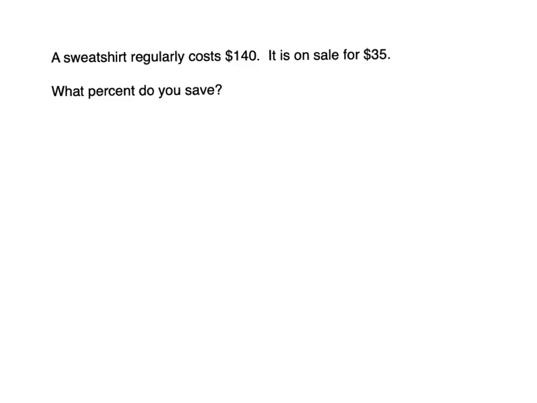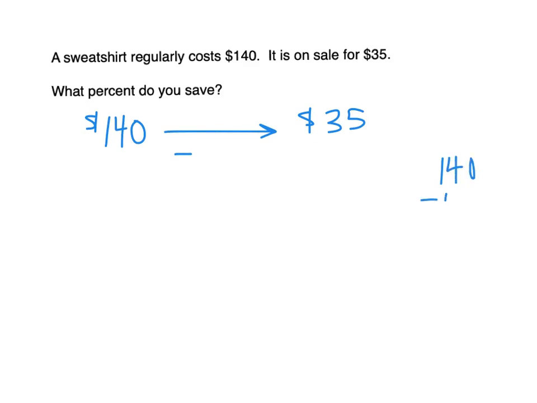So for this problem, a sweatshirt regularly costs $140. So that's kind of our starting point, is $140. And it's on sale for $35, so it's not $140 anymore, it's $35. So we know that it went down. We know we're saving money. We can figure out how much money we save by doing some subtraction.